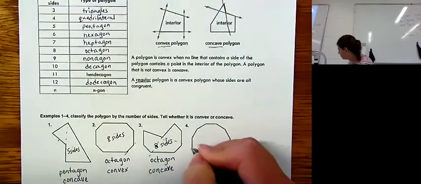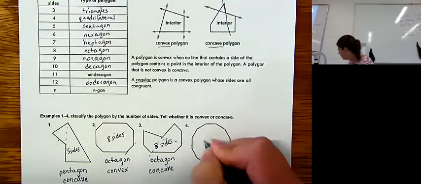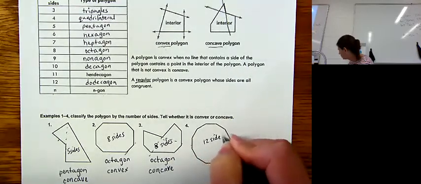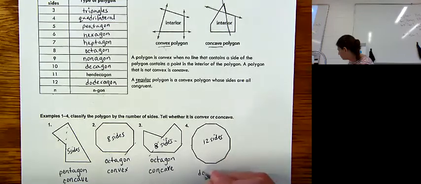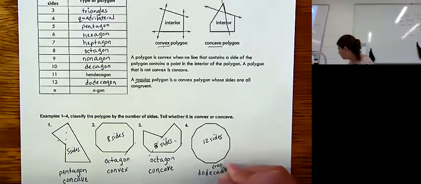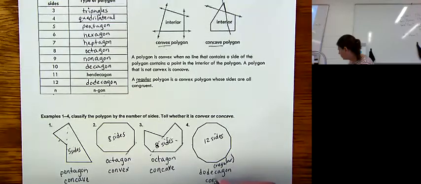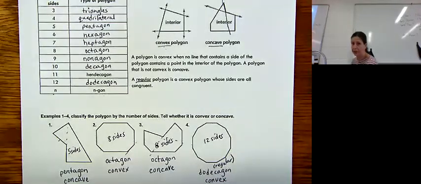And this last one, if we count, it has 12 sides, making it a dodecagon. And it happens to be a regular dodecagon because all the sides are the same, and it would be convex.